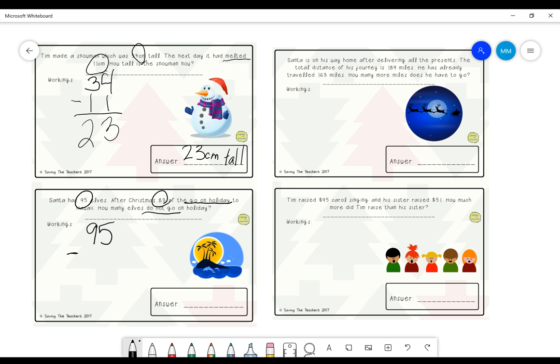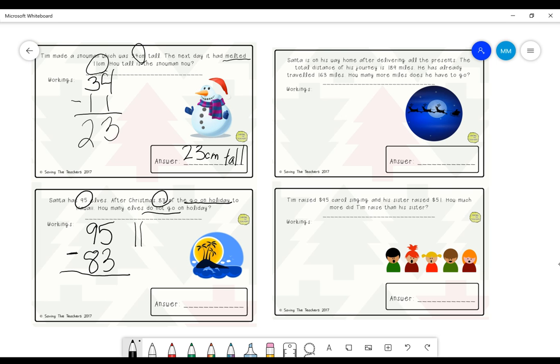So we had 95 elves. How many of those elves went on holiday? 83. So that is the part that we are taking away from our whole. The part that is left is how many elves stayed at the North Pole. I'm also going to show this as a model. So I'm going to draw 95 because sometimes drawing a model can help us solve problems.